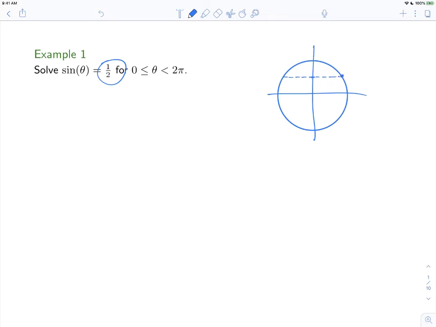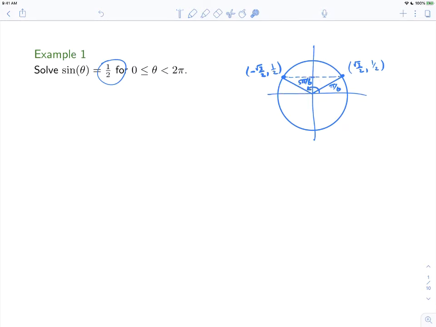So this is the point where the coordinates are square root of 3 over 2, comma 1/2. This belongs to the angle pi over 6. On the other side, in quadrant 2, we have coordinates minus square root of 3 over 2, comma 1/2. The angle here is 5 pi over 6. We know it's 5 pi over 6 because the reference angle is pi over 6. 5 pi over 6 plus 1 pi over 6 is 6 pi over 6, which is pi.